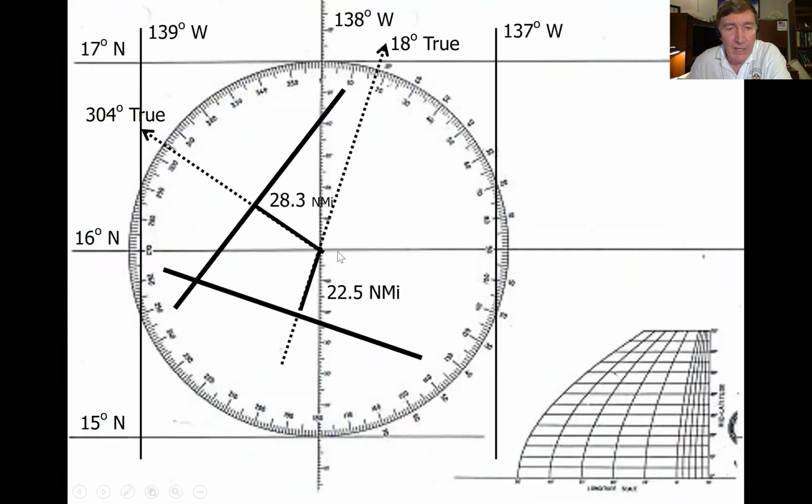So what we do is the exact same thing we did before. The star is located up here. This dotted line is the line at 18 degrees, but the star is away from us, so we need to turn around and go the opposite direction. And we go 22.5 nautical miles. Again, we use the latitude scale to tell us how far 22.5 nautical miles is. Then we draw a line perpendicular to that. Where these two lines cross, that's where we are.